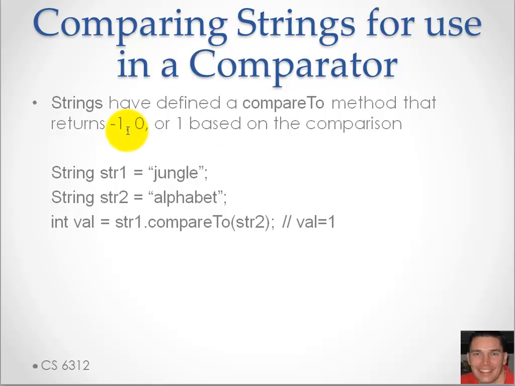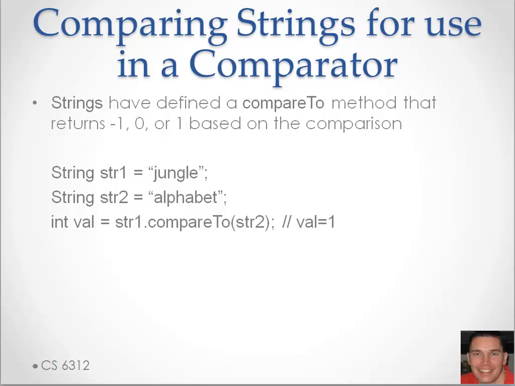Now, the last thing I want to talk about is comparing strings. When we compare strings, if we want to use them in a comparator or the comparable interface, the strings have actually implemented the compareTo method. So that returns -1, 0, or 1 based on the comparison. In this example, I've got jungle and alphabet. So if I say string1 compared to string2, because jungle occurs after, this is going to return a 1, saying that string1 is greater and needs to occur after string2.